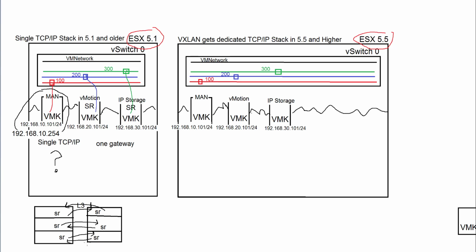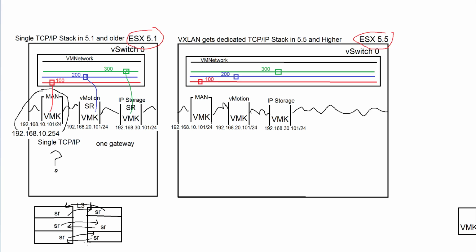So with a single TCP/IP stack, since I'm sharing my routing and my DNS information, and since I typically cut up my management, vMotion, IP storage into different networks, different VLANs, the only way to really get across layer 3 boundaries with vMotion or IP storage would be to leverage static routes.